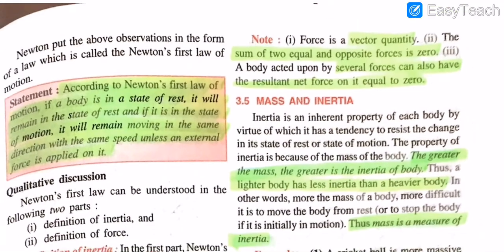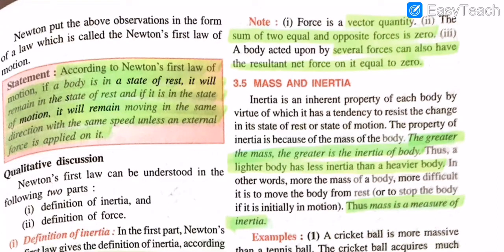One thing to note is that force is a vector quantity. The sum of two equal and opposite forces is 0. A body acted upon by several forces can also have the resultant net force to be 0. So basically, first, force is a vector quantity, easy. The sum of two equal and opposite forces is always 0. Makes sense, right?